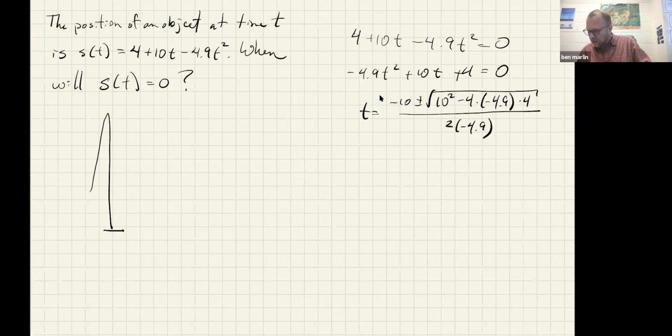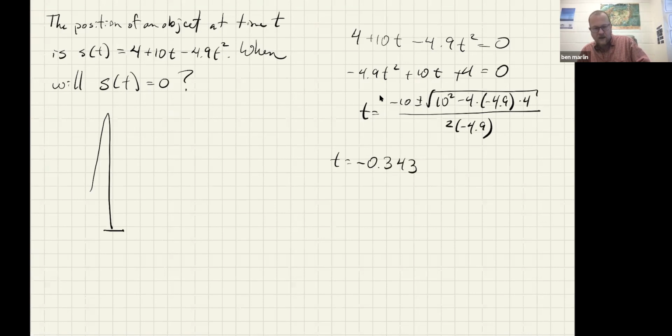So what did I say? Negative 10 plus the square root of, let's see, that'll be 100 plus 16 times 4.9, close parentheses, divided by the negative of, let's see, 2 times 4.9 is 9.8. Okay, so one solution is t equals negative 0.343. I'll go ahead and put 3 digits past the decimal.